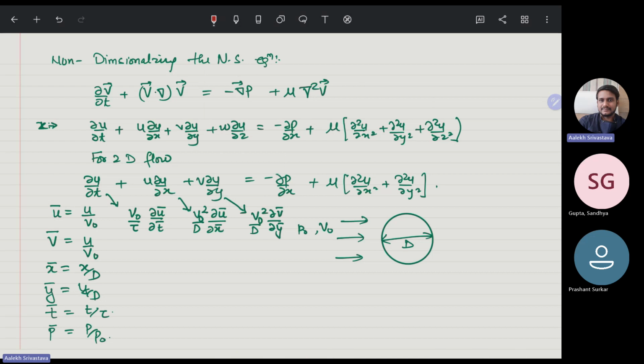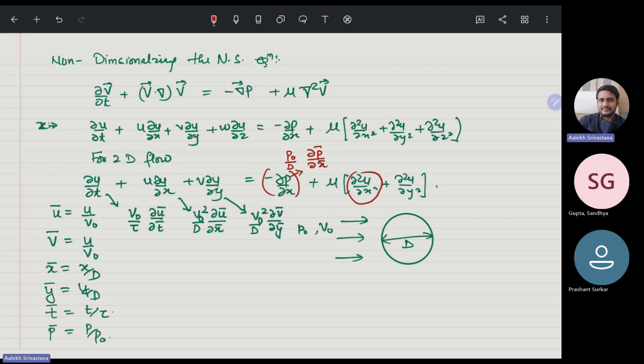Now the next term, if we substitute, it is only a matter of substitution. It is none other than that. So if we substitute, it is del p bar by del x bar into p0 by, sorry, I should write more clearly, del p bar by del x bar into p0 by d.